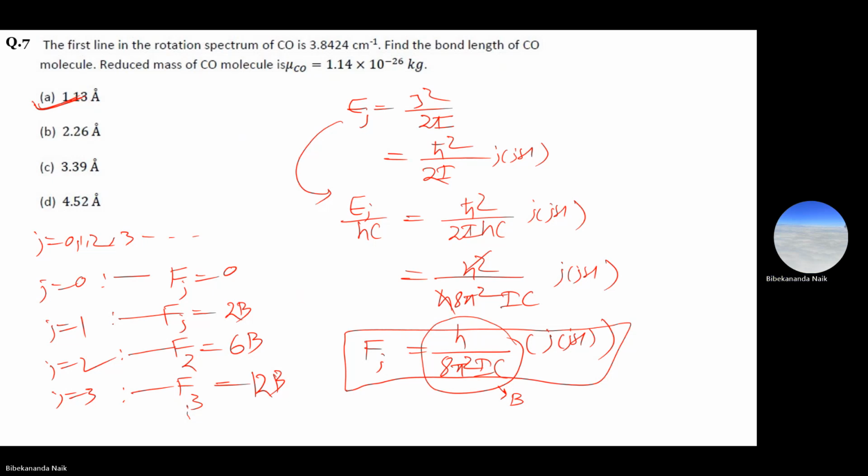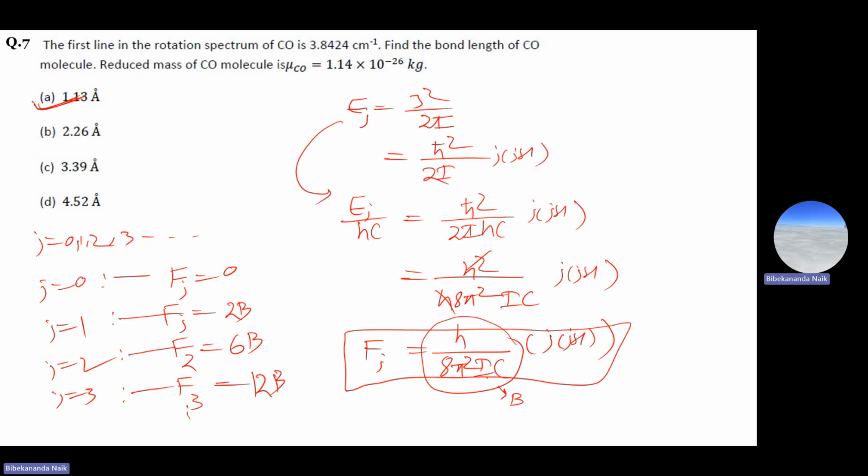So the energy expression can be written as h cross square divided by 2I, J into J plus 1. Since the first line is given in terms of centimeter inverse, in order to convert energy to centimeter inverse, we divide energy by hc. We know E is equal to hc by lambda, so 1 by lambda will be E by hc. The unit of 1 by lambda is centimeter inverse, the wave number unit. So if you put the values, the expression will be J into J plus 1 times h by 8 pi square I c, and this constant we can collectively call B.